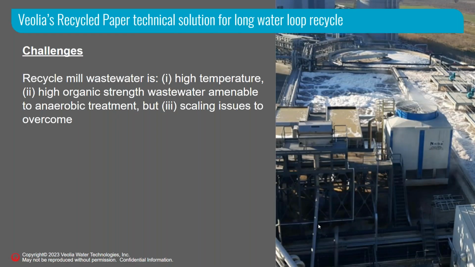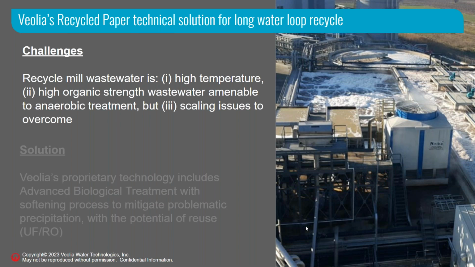What are the main challenges wastewater experts face with long water loop recycling in today's paper industry? Number one, the water is hot, over 100 degrees F, and getting hotter as water loops are closed. The hot effluent would need cooling for aerobic treatment. Two, high organic strength wastewater effluents result in high sewer fees when discharged to municipalities, and even notices of violations and limitations in discharges. Three, calcium carbonate used as a filler can concentrate until it precipitates out when the pH increases. This causes problematic scaling in pipes and vessels.